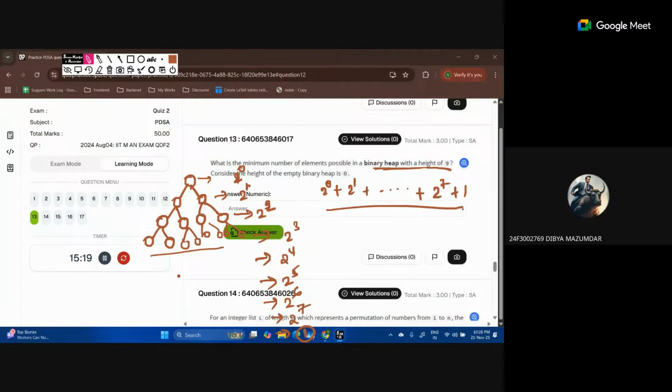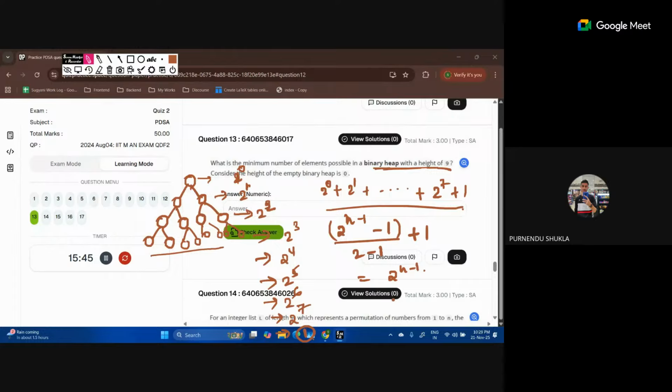So then it means 2 power h minus 1 will be the answer. Yeah, 2 power h minus 1: 2 to the power h minus 1 minus 1, divided by 2 minus 1, plus 1. This is equal to 2 to the power h minus 1. Yep.